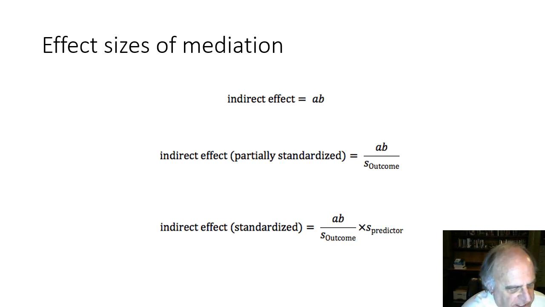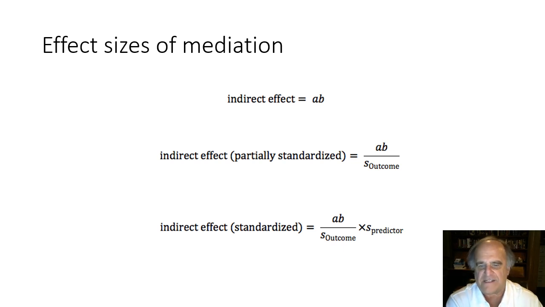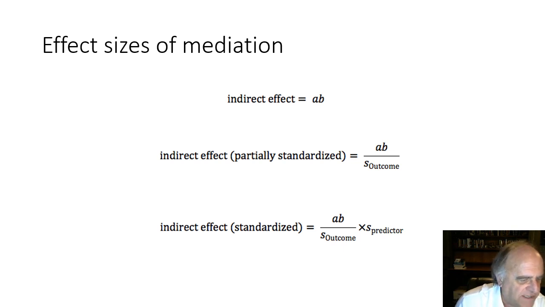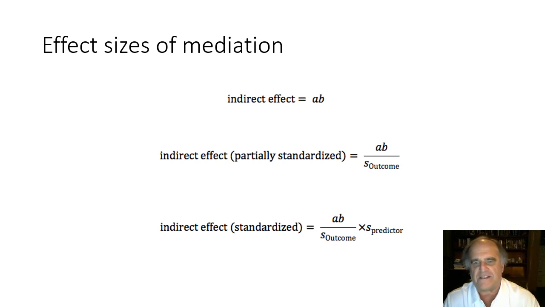So Field does start out by saying that probably the best thing to do is just look at the b-values. But then he goes on to still give these other effects. And some of them have names and others do not. But he starts with the indirect effect, where the indirect effect as an effect size is simply A times B.